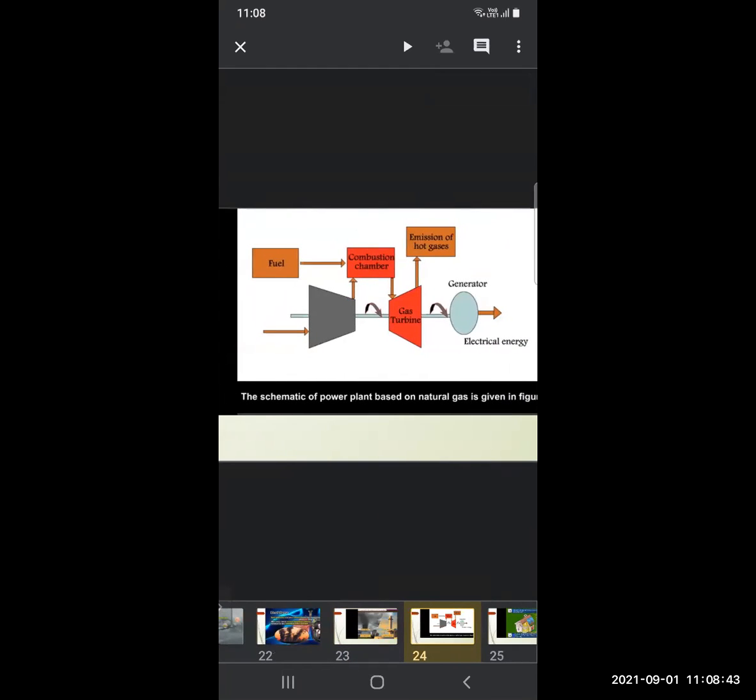The schematic of a power plant based on natural gas. Fuel is passed into the combustion chamber, then into the gas turbine, then into the generator, then the emission of hot gases is released, and electrical energy is generated.